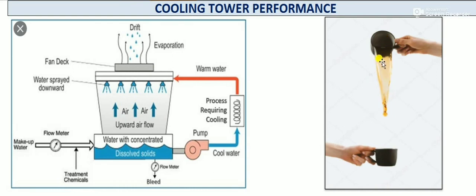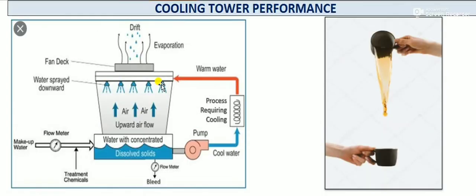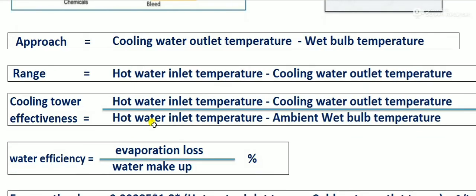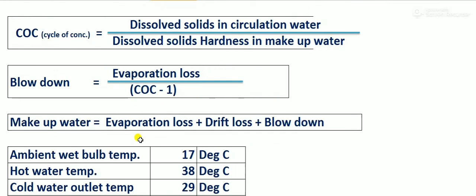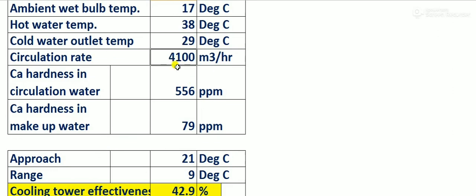So just to recap, the cooling tower's best example is day to day, we are reducing the temperature of hot water or tea by pouring it. We are getting it cooled down, same thing will apply here, the sensible heat and evaporation happening in this cooling tower. So what is getting calculated? Approach, range, cooling tower effectiveness, water efficiency, evaporation loss, drift loss, cycle of concentration, blow down and makeup. So makeup, this much material we are adding for this much circulation rate.